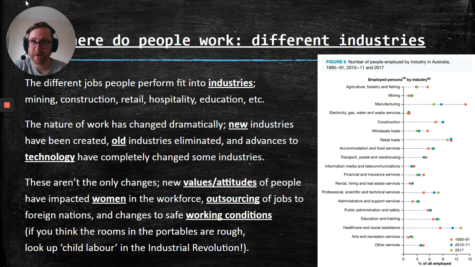We actually look at that in Year 9 Humanities, Year 9 History. We look at what child labor was in the Industrial Revolution. So, yeah, don't feel so rough when you go to school and the rooms are kind of crappy looking.